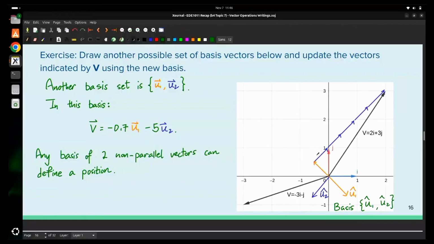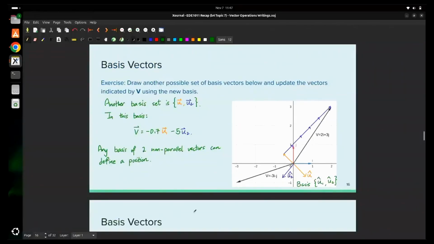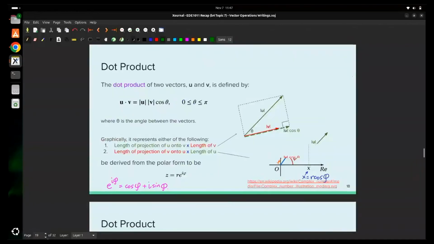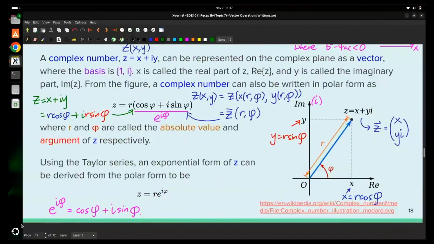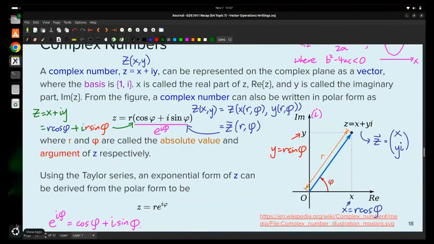Then after that, I can go in the reverse of the U2 direction for 5 steps, so it should be minus 5 U2. Nothing much. This is just trying to illustrate that you can identify any position in the 2D plane by using any two basis vectors that are non-parallel.